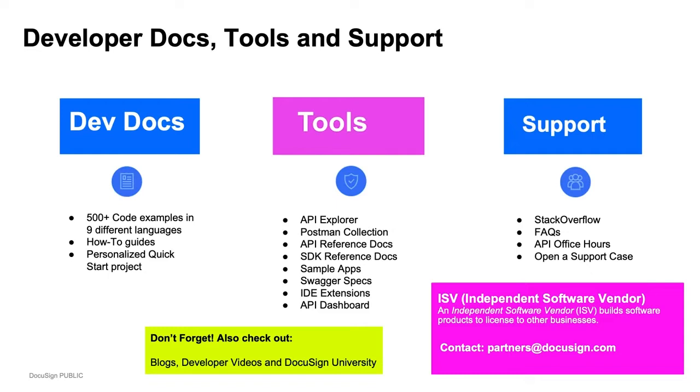If you are an independent software vendor, aka ISV, who builds software products to license to other businesses, be sure to sign up for the partner program. If you need help, you can contact partners at DocuSign.com.